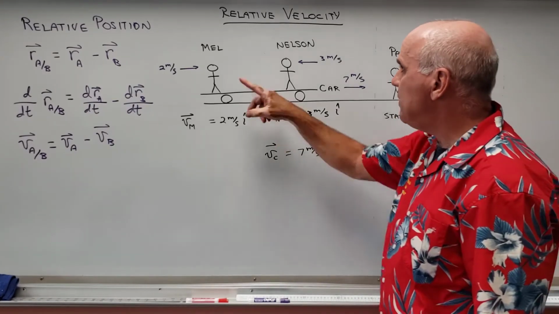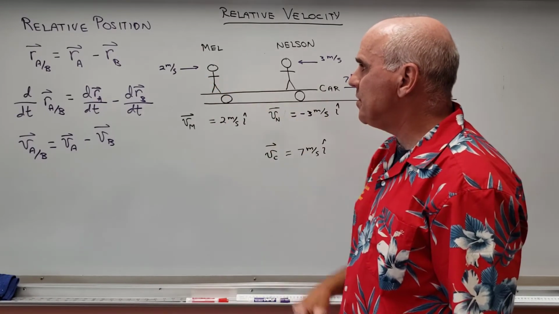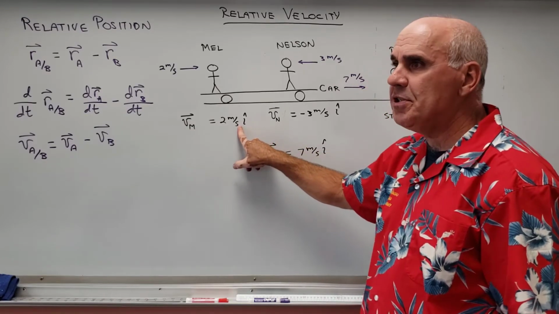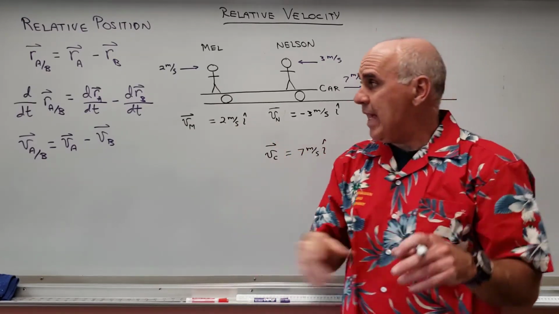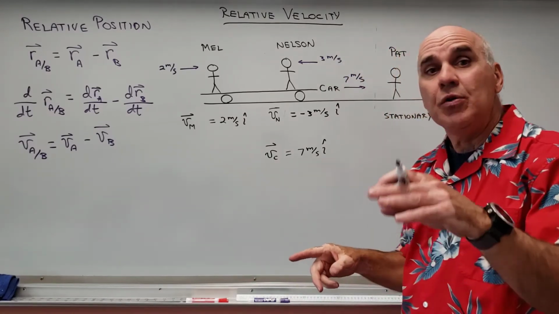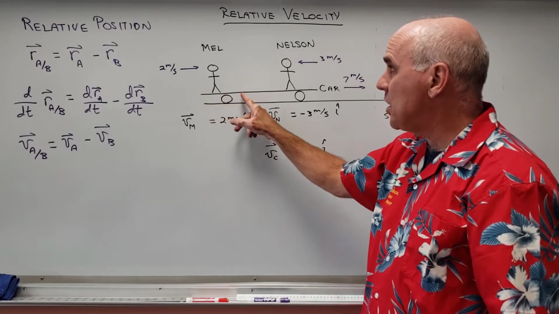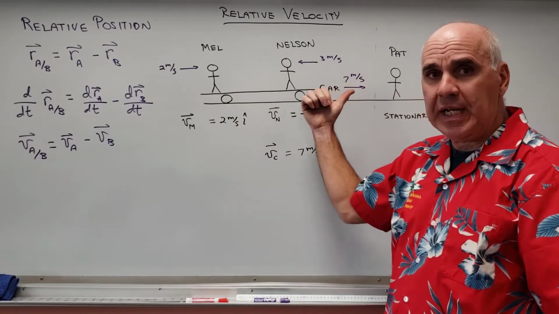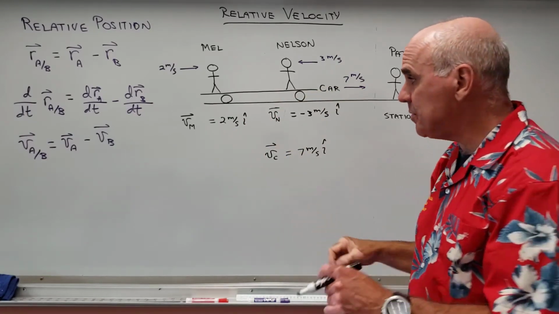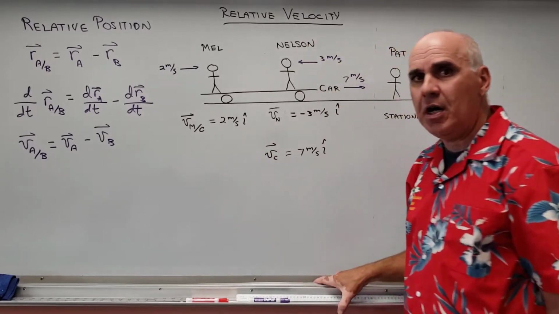All right, then on this cart, Mel is moving to the right at 2 meters per second. So I'm going to say the velocity of Mel is equal to 2 meters per second. But I've got to be really careful with that because that's the velocity of Mel with respect to the car. In other words, Mel is walking on the car 2 meters per second to the right. So this is the velocity of Mel with respect to the car.